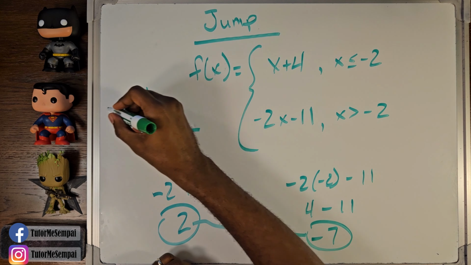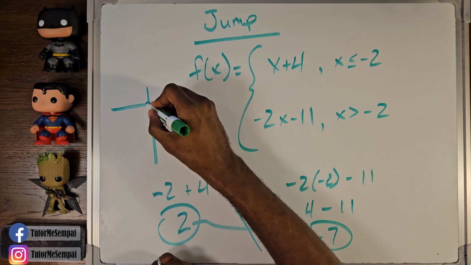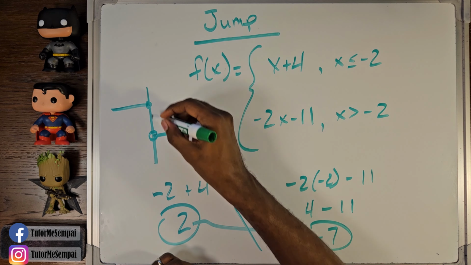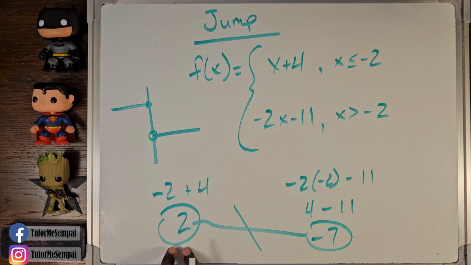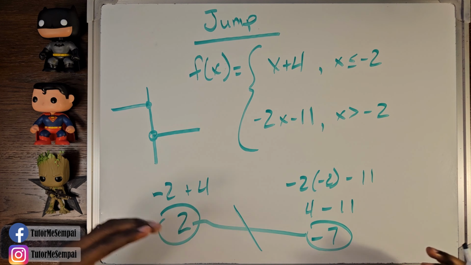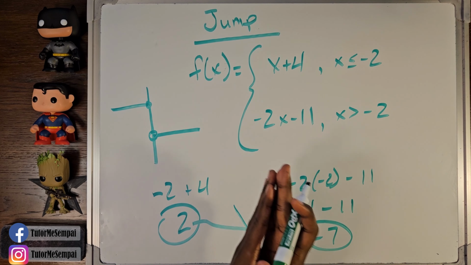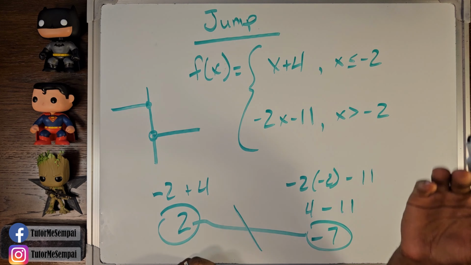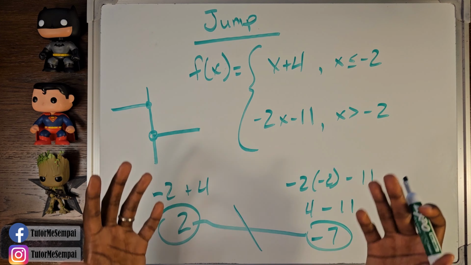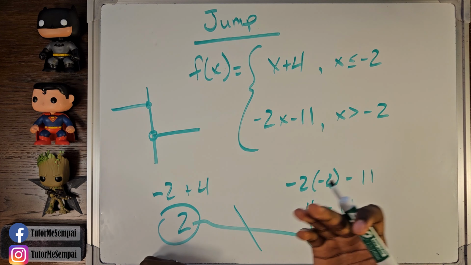Something is coming from the left, something coming from the right. However, there is a jump here that does not meet. That's what's going to happen here. Positive 2, negative 7, they don't meet. And this is why not all piecewise functions are going to be jump discontinuous functions. Because all you got to do is have two functions, even if they're different functions, meet at their intersection point and you don't have a jump discontinuity.